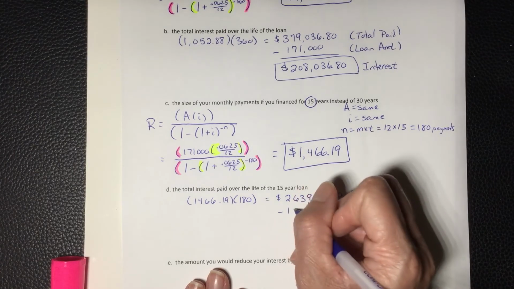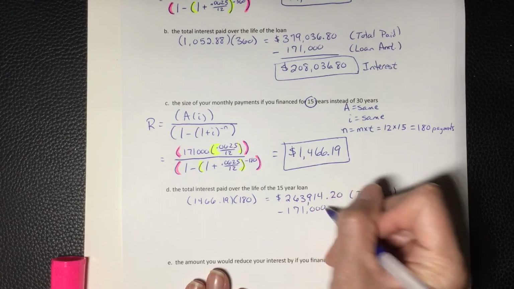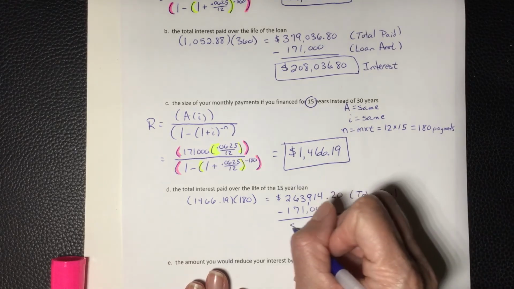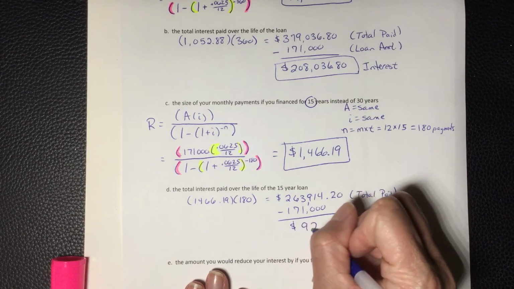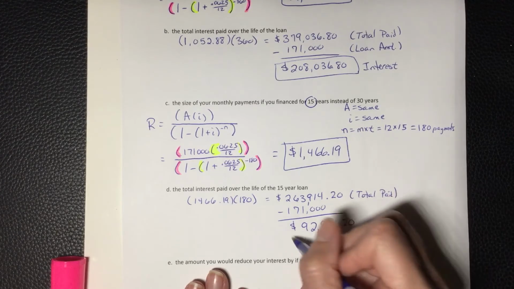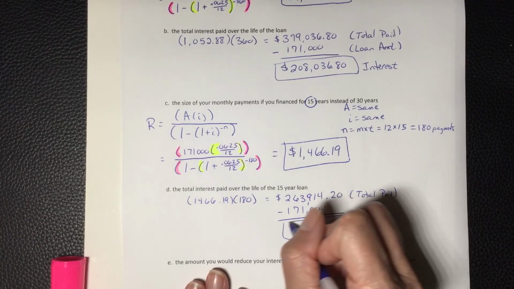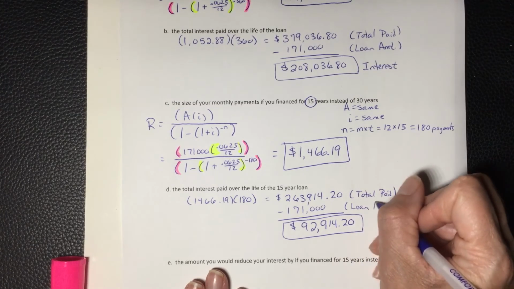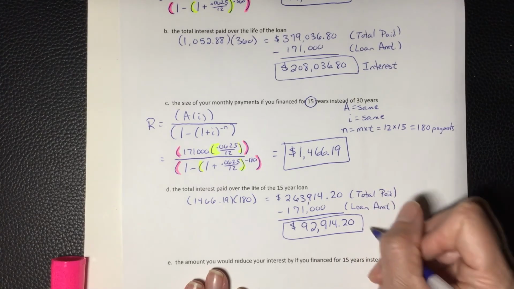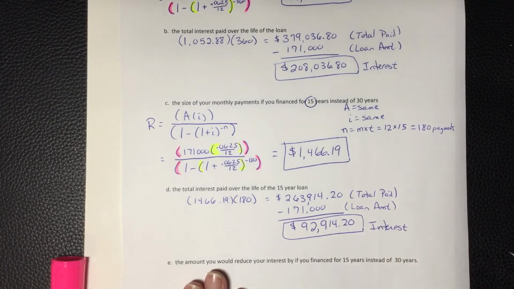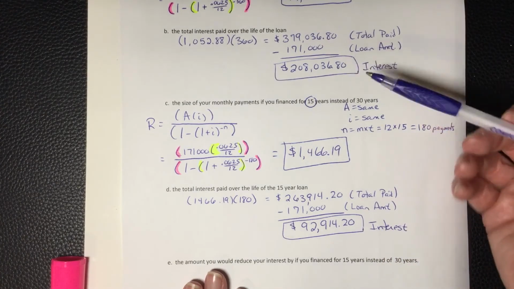If we subtract off the amount that we borrowed, which was the same as the previous problem, we can see that we're going to pay $92,914.20. So remember, this $171,000, that's the loan amount, and then this is our interest. Now that's still a lot in interest, but it's a whole lot less than what we paid up here.